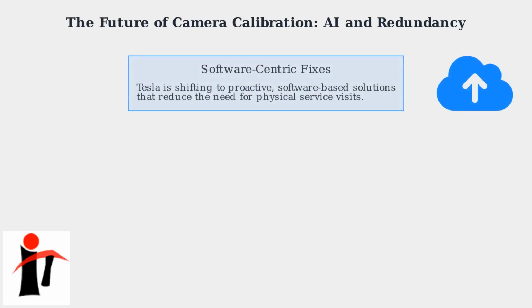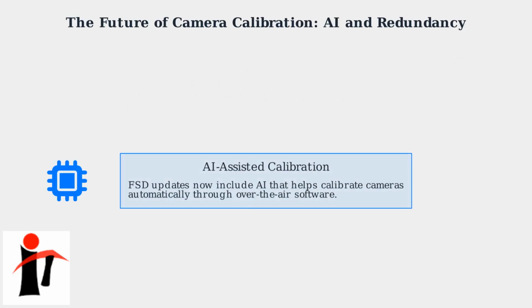Looking ahead, Tesla is moving towards more proactive, software-centric fixes, reducing reliance on physical service. By integrating AI directly into the vehicle's software, calibration can happen automatically without needing to visit a service center. AI-assisted calibration via FSD updates is becoming standard. The vehicle's onboard neural processing units work continuously to maintain camera alignment, addressing minor issues before they become problems.